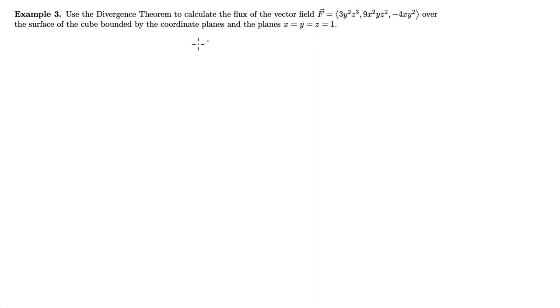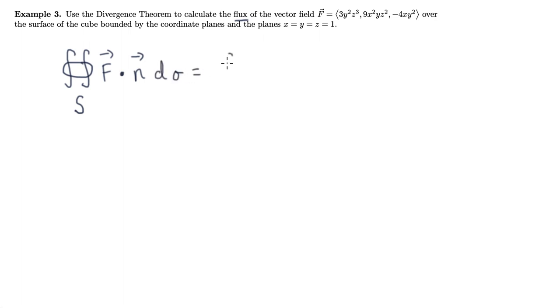So recall that the divergence theorem here says that we can replace this sort of crazy surface integral, where S is going to be the boundary of this cube, or in other words, this is the flux of the vector field out of the cube.